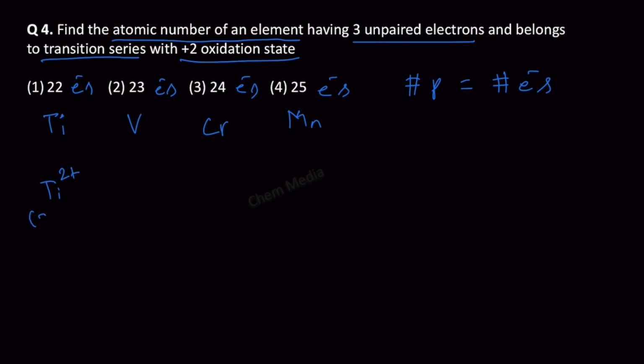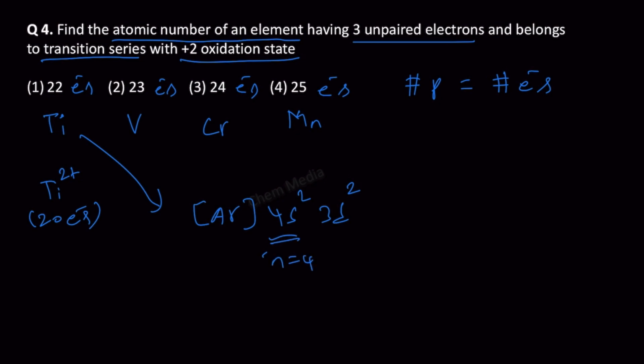Now we will have only 20 electrons, isn't it? So for the neutral titanium, the electronic configuration will be argon, that has 18 electrons, and then 4s2 3d2. We would be removing 2 electrons from the 4s2 orbital because the principal quantum number is equal to 4 here. This is the outer shell. So we would have 2 unpaired electrons in the case of titanium 2 plus.